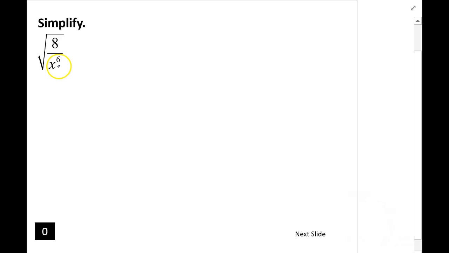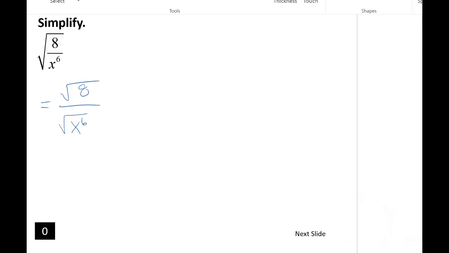Okay, so now we're going to simplify a radical that has a fraction within it. Again, the nice thing about radicals is that you can modify them just like we did before. You can combine them like we did in this step, and we can separate them, in other words, the reverse. So this can be separated into the square root of 8 on the top and the square root of x to the 6th on the bottom. And just remember, when we don't have an index, it is always 2. So keep that in mind.